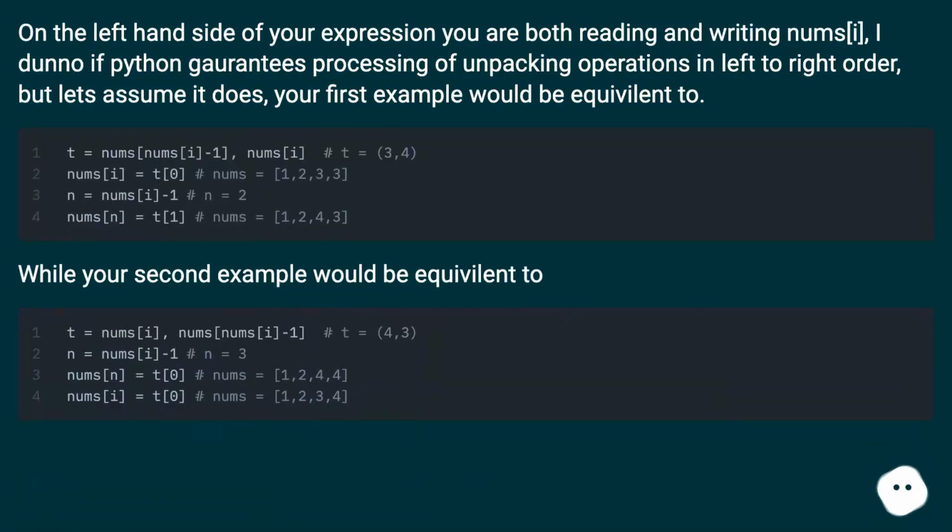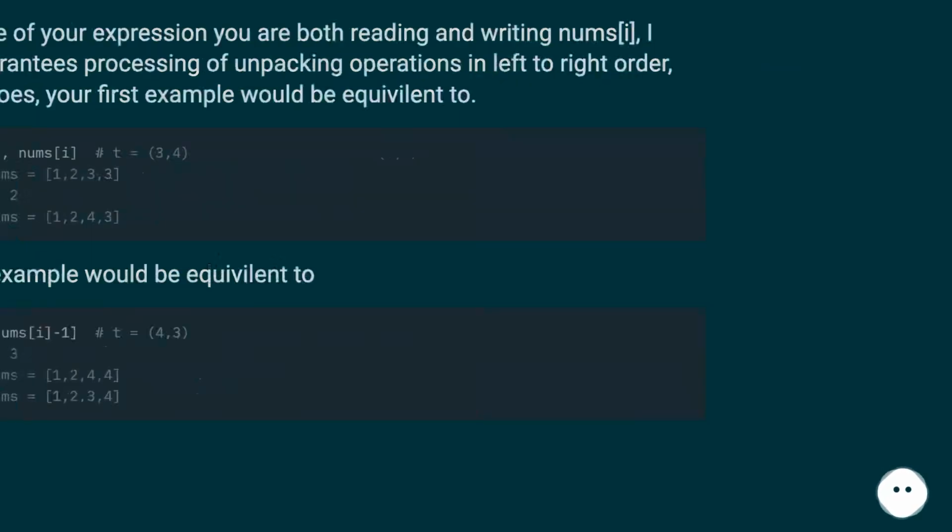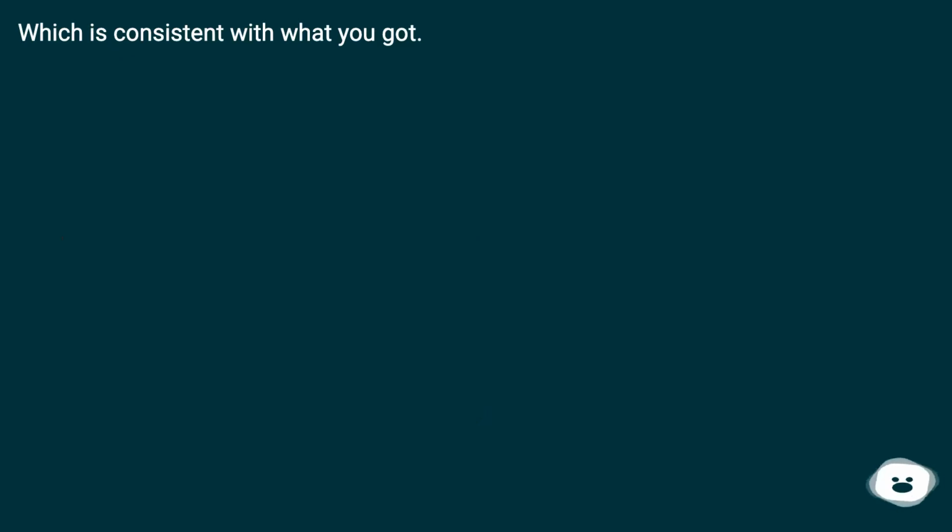On the left-hand side of your expression you are both reading and writing nums[i]. I don't know if Python guarantees processing of unpacking operations in left to right order, but let's assume it does. Your first example would be equivalent to this, while your second example would be equivalent to this, which is consistent with what you got.